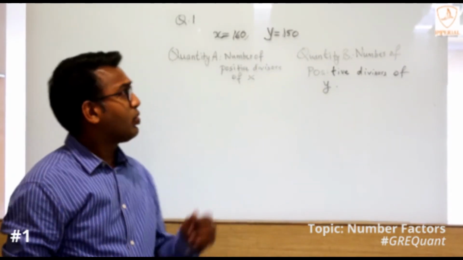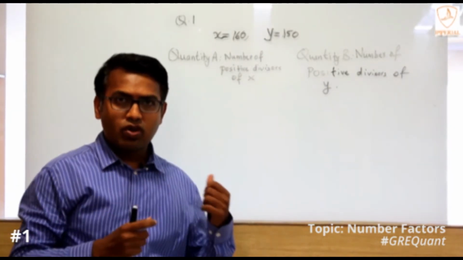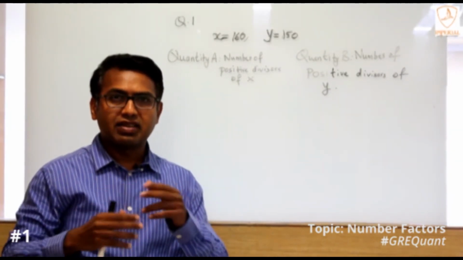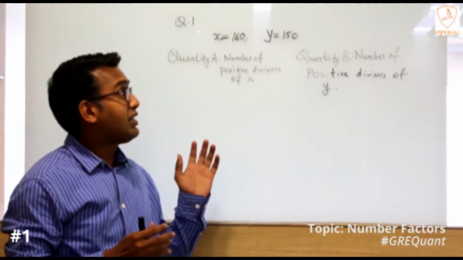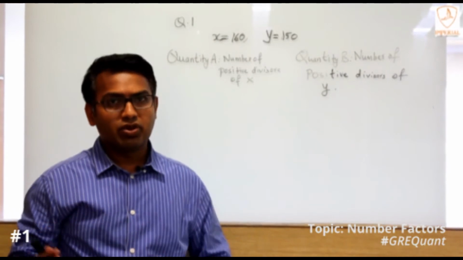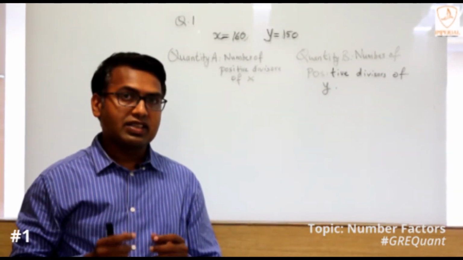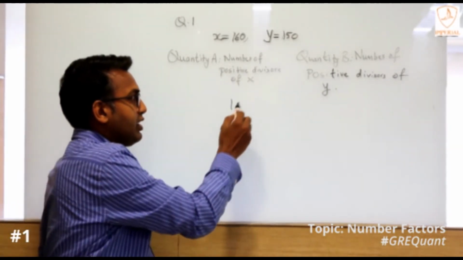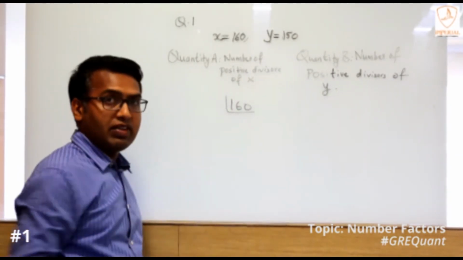What could be one approach? If I don't know the concept which I'm going to discuss now, you could start manually counting, like for 160, which are the factors and all that. But it's going to take a lot of time. So there is a strategy of counting the number of factors. And that strategy is, first you prime factorize. So let's do that. So 160, let's do first the prime factorization.